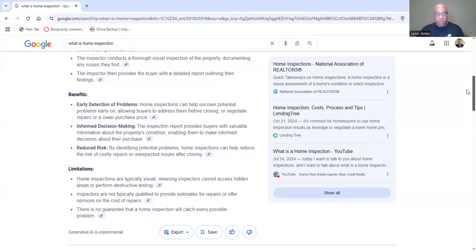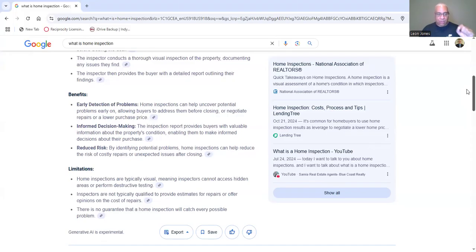Now, there are limitations. And this is very pertinent. Home inspections are typically visual, meaning inspectors cannot access hidden areas or perform destructive testing.